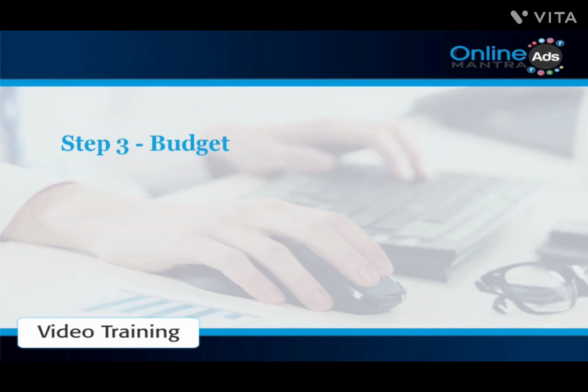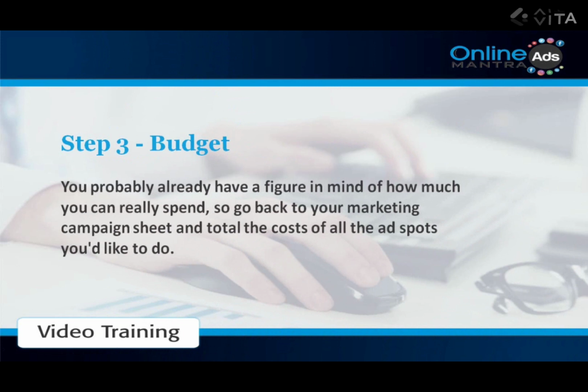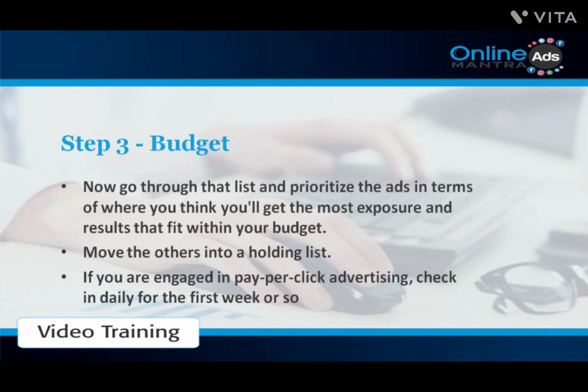Step 3. Budget. You probably already have a figure in mind of how much you can really spend, so go back to your marketing campaign sheet and total the costs of all the ad spots you'd like to do. Now go through that list and prioritize the ads in terms of where you think you will get the most exposure and results that fit within your budget. Move the others into a holding list. If you are engaged in pay-per-click advertising, check in daily for the first week or so.